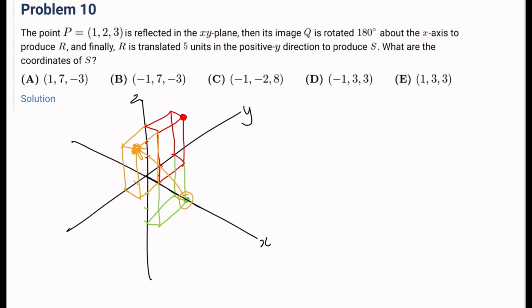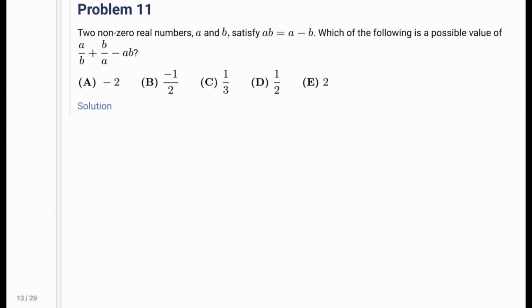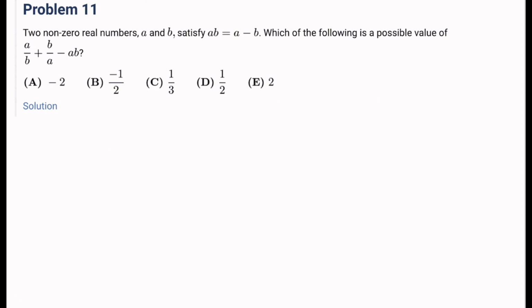Because this one is flipped 180 degrees, and then it's translated 5 units in the positive y direction. Okay, so if you see, this is 1 unit, 2 units, 3 units, 4 units, so we need 1 more unit to go. So we are at this point, and the height and the other things will be the same. So this will be our last point, and these coordinates, x is 1, so it's 1 comma 1 comma 3 comma, this is 3, so we have 1 comma 3 comma 3. The answer is E.